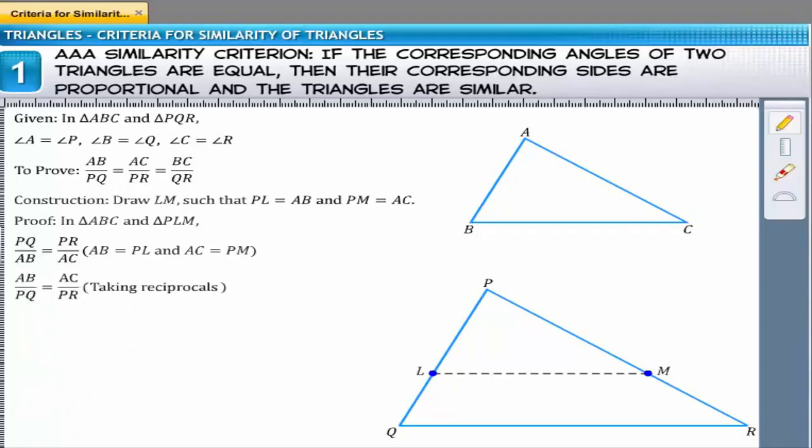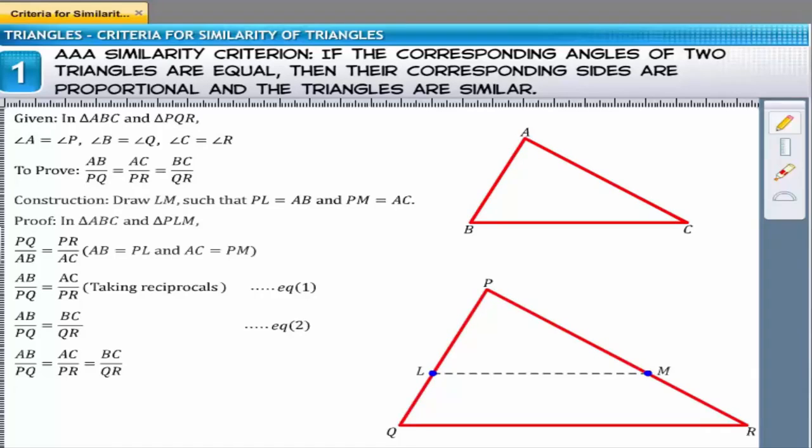Now, let's take the reciprocal of this equation. We'll call this equation 1. Similarly, AB and PQ are in the same ratio as BC and QR. Let's call this equation 2. Equating 1 and 2, we get the ratio of AB and PQ equal to the ratio of AC and PR, which is equal to the ratio of BC and QR. Thus, we have proved both the conditions for the similarity of triangles. Hence, triangle ABC is similar to triangle PQR.